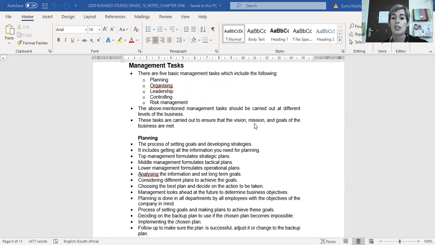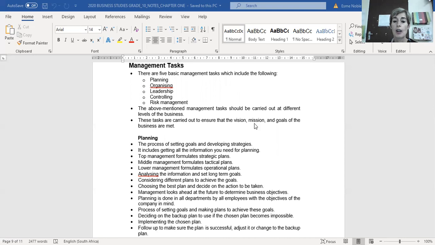Analyzing the information and setting long-term goals. Considering different plans to achieve the goals. Choosing the best plan and deciding on the action to be taken. Management looks ahead at the future to determine the business objectives. Planning is done in all departments by all employees with the objectives of the company in mind.